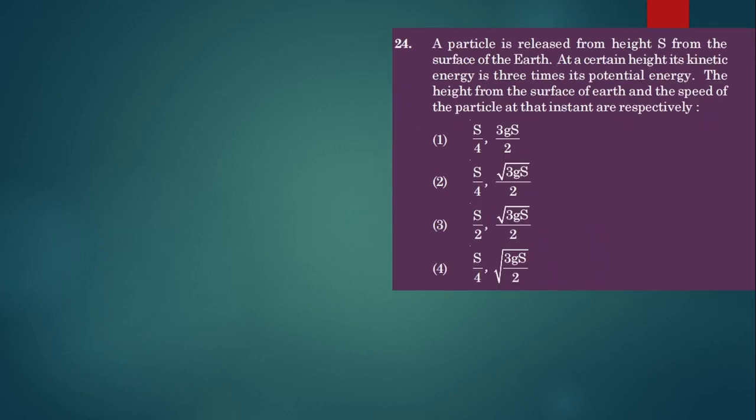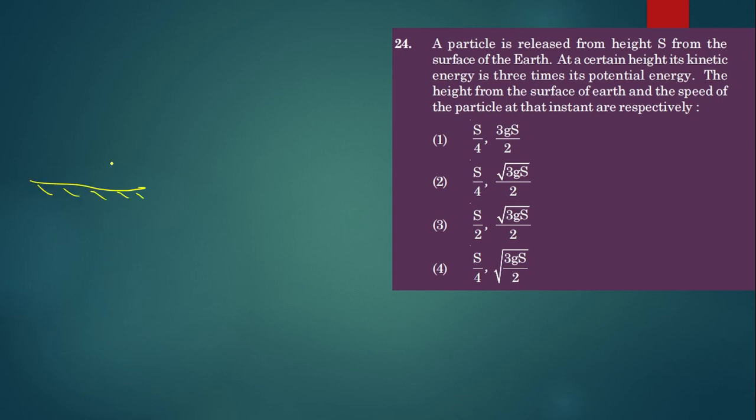Let's move on. Here in this question, it is given that a particle is released from a height s from the surface of Earth. At a certain height, its kinetic energy is 3 times the potential energy. This is given. The height from the surface of Earth and the speed of the particle at that instant are respectively. Let's try to understand this particular question with a diagram.